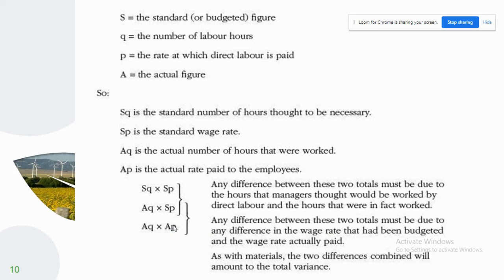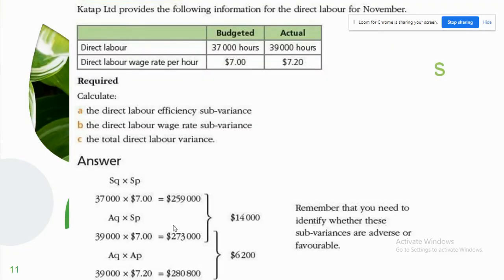Let's look at one example. Catap Limited provides the following information for the month of November. Direct labor 37 hours budgeted, 39 hours actual. Then direct labor wage rate per hour $7 budgeted, $7.2 actual. Calculate the direct labor efficiency subvariance.